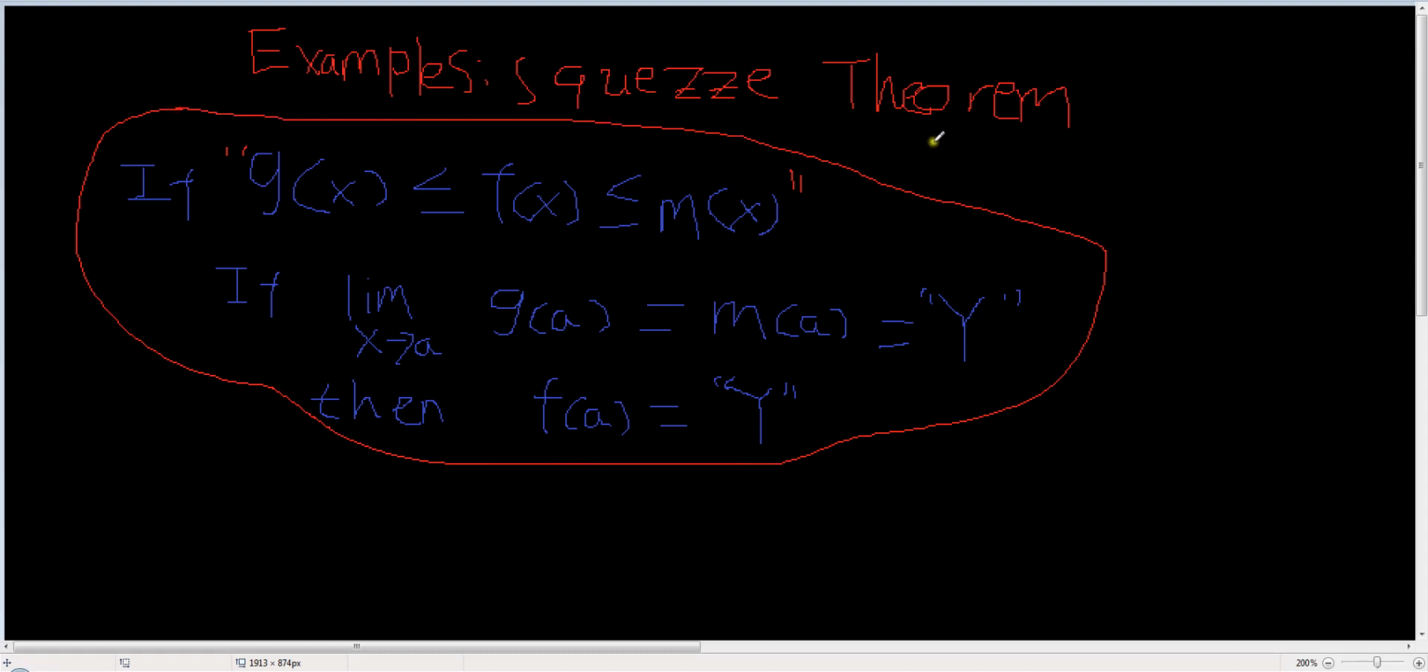And let's do some examples of this. First, before I do an example, I want you to know the purpose of this theorem. Why do we have to learn this? Why is this necessary? Isn't this clear enough already? Because we all know by common sense, if something is bigger than another and another is bigger than another, and you want them both equal at the same time, they must be equal.